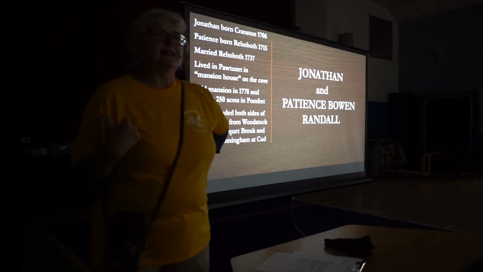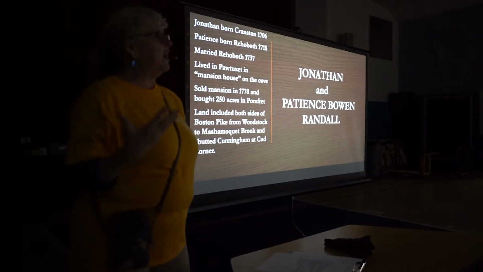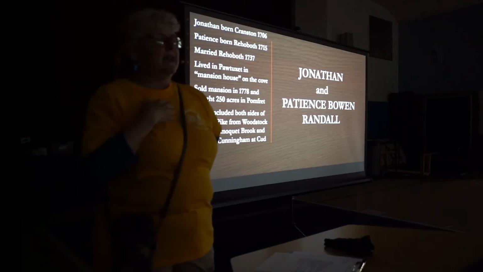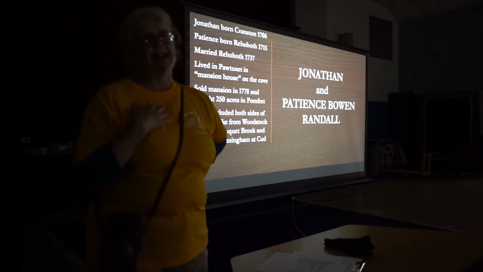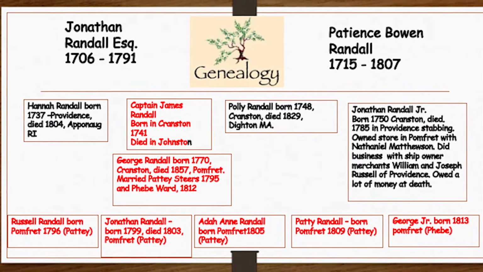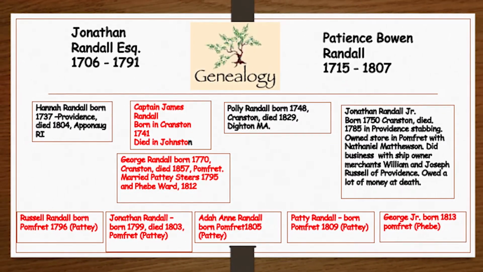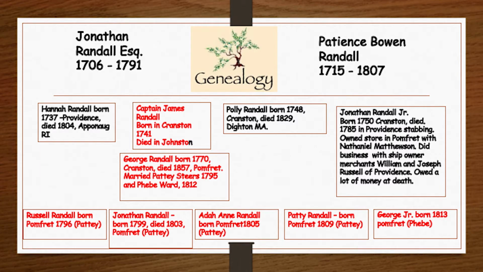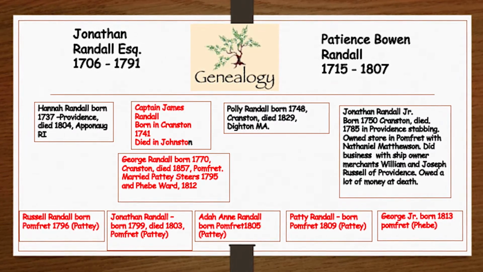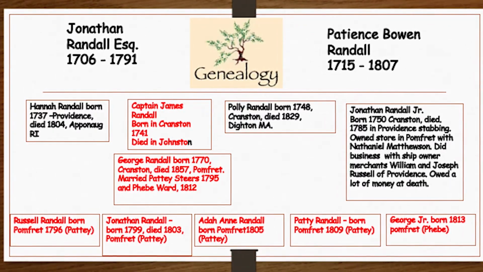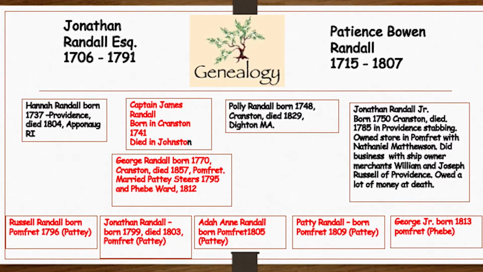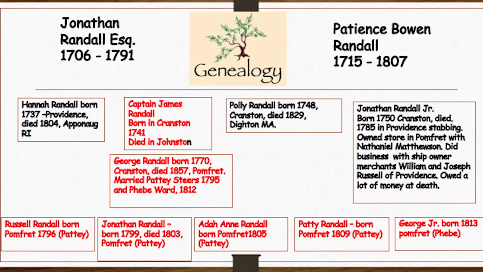Jonathan Randall was a senator in Rhode Island. He was very involved in politics, and I think he was a justice. His title is Esquire. His original title was Captain. So this is just a little bit of their genealogy for the purpose of seeing who ended up with the property and why. So Patience and Jonathan had 4 children. Captain James Randall was well established in Johnston, Rhode Island by the time they moved out here. Apparently, Jonathan had given him a bunch of land and a bunch of his estate before they moved.